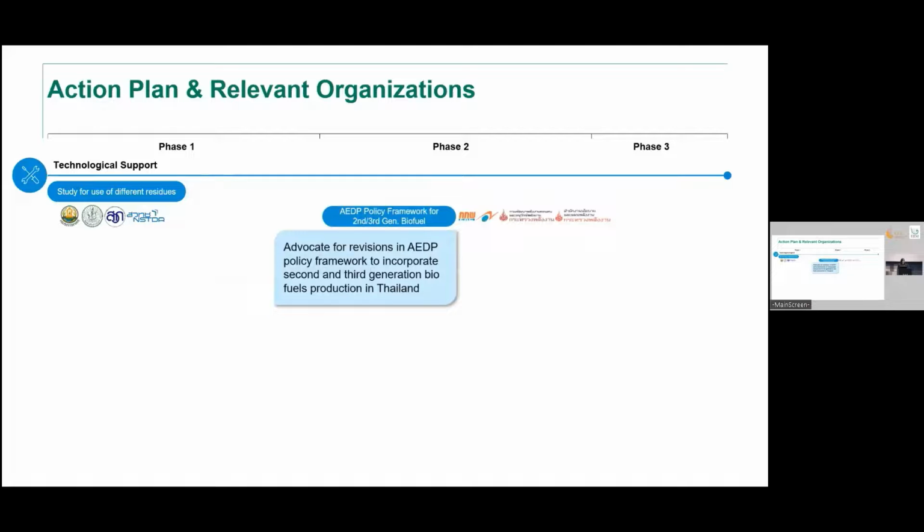EEC will also support working towards a revision in AEDP to support additional policy framework and incentives to promote second and third generation fuel production in Thailand. Currently, AEDP has been instrumental in supporting the policy frameworks for the first generation fuel and increased biorefineries implementation. However, it needs to further move into a direction of providing incentives and tax rebates for second and third generation fuel production as well.